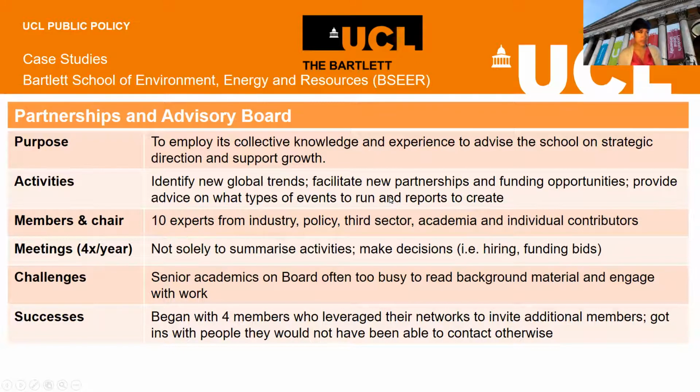The challenge identified is, again, that senior academics are often just too busy to read the background material and engage with the work. But the success is that they use a 2-pronged approach to recruiting members. They begin with 4, who then leverage their networks to invite an additional 6, and they were able to get ins with people that they wouldn't have been able to otherwise.